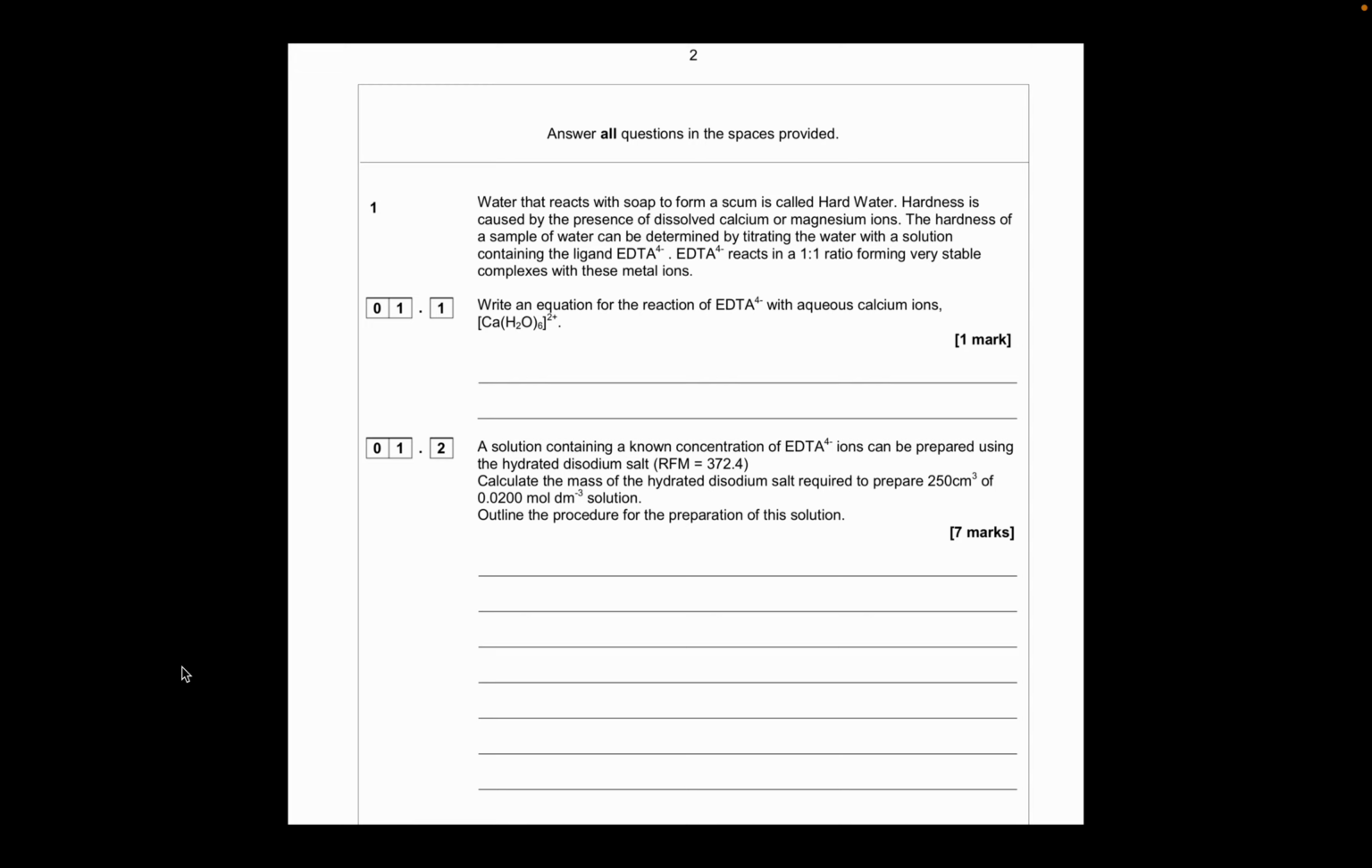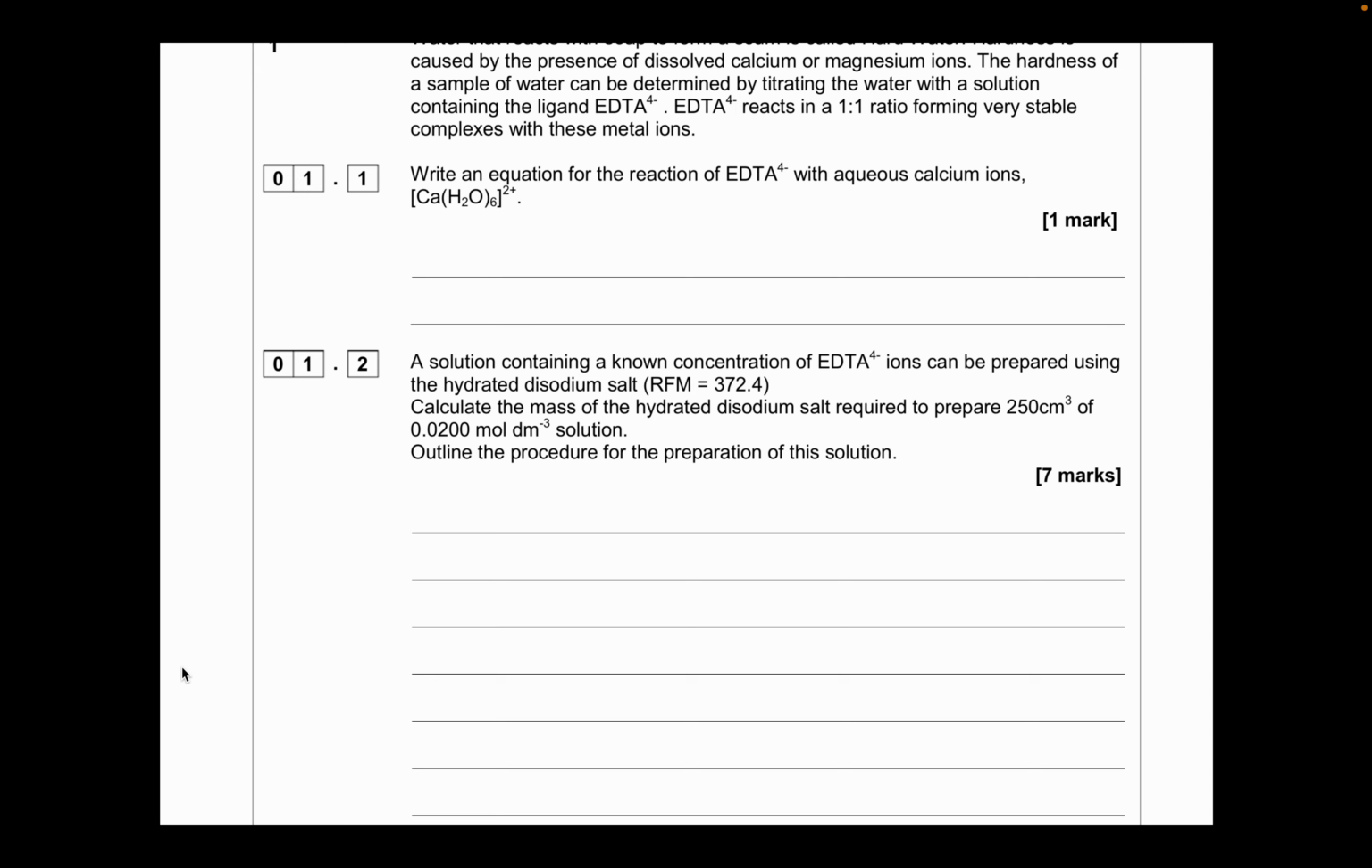So this is more of a ligand substitution reaction, so do remember that the keyword they're giving you here is ligand. So what you're going to do is write down the aqueous calcium ion first. So it's going to be Ca(H2O)6 2+ plus EDTA4-.